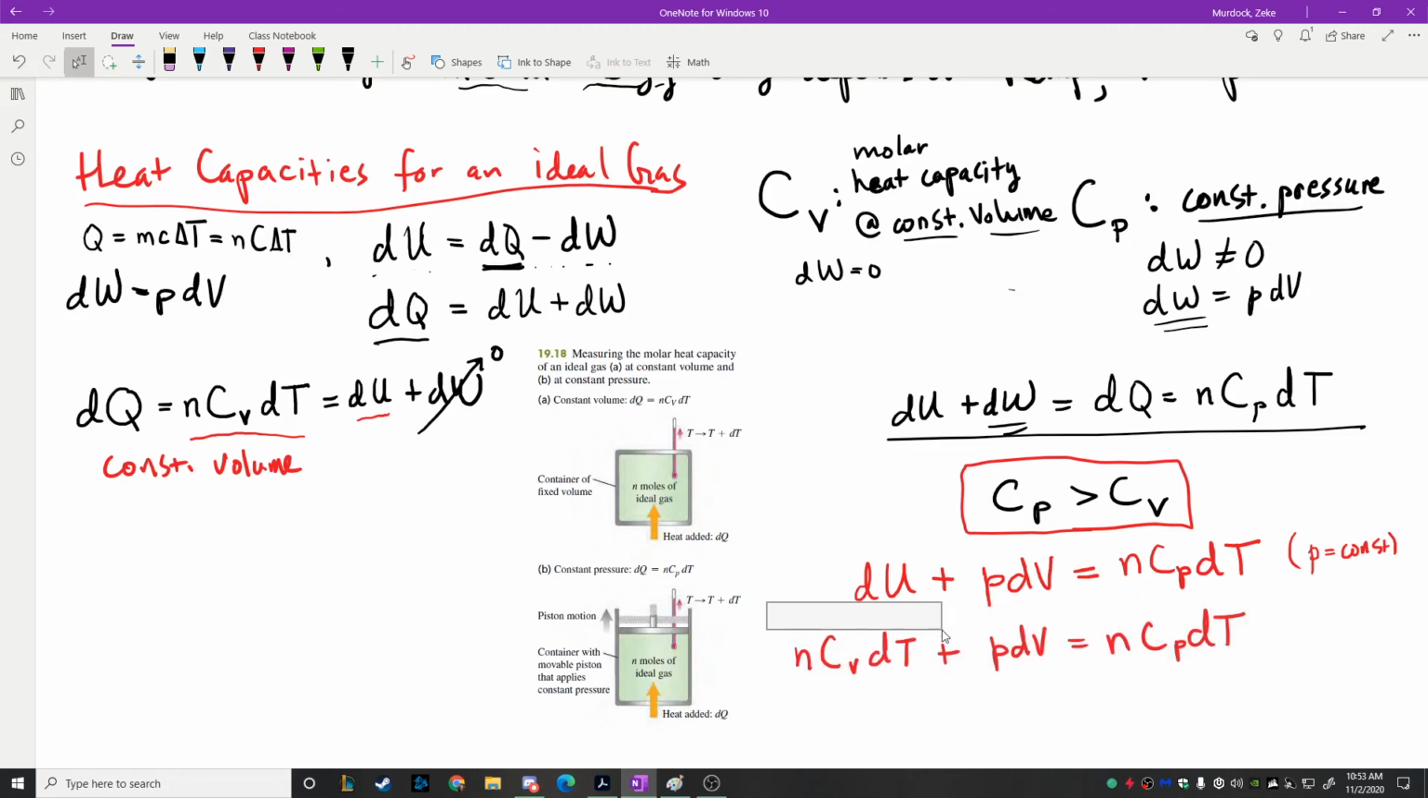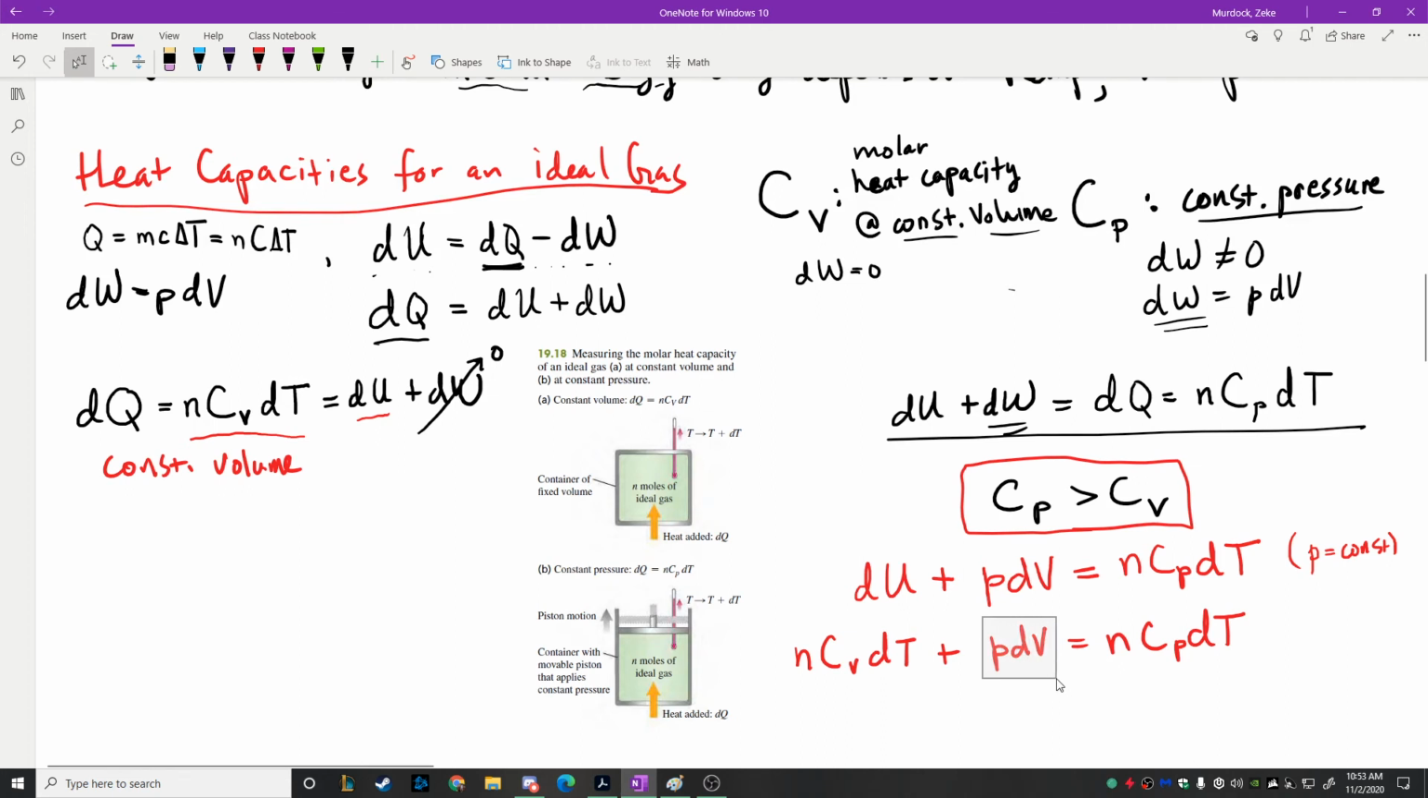And what's nice about this is it directly relates Cv to Cp. And that's ultimately what we want to find a relationship for. Okay, does that make more sense as we went back through it there? It's kind of complicated.